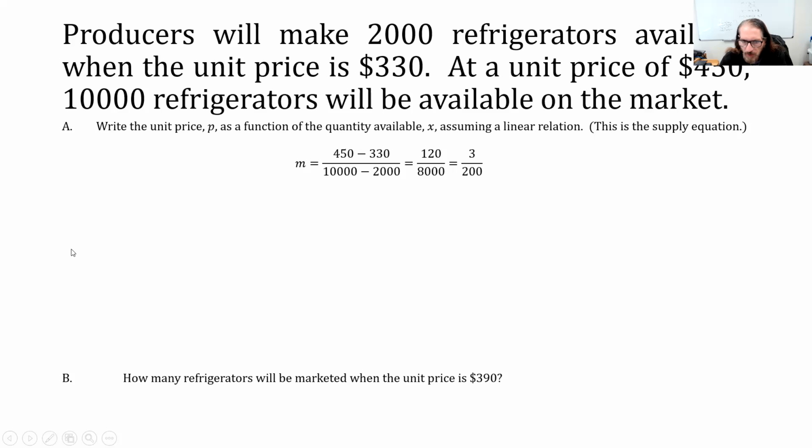So once again, I'm going to calculate the slope. We have price dependent on the number of refrigerators in supply. So price is standing in for Y. The $450 is paired up with 10,000 refrigerators, while the $330 is paired up with the 2,000. Check my calculations here. I'm coming up with 3/200.